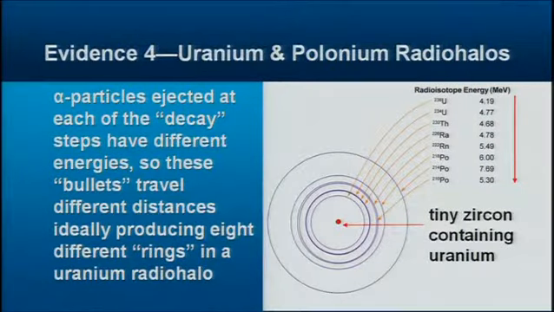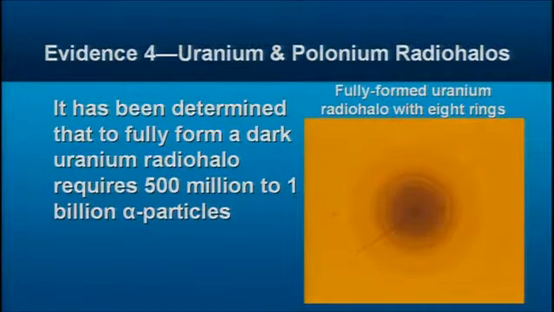And you can see in this diagram the list of parent atoms that shoot out the alpha particles from uranium all the way down to lead and the different energies. And where the bullets stop, they produce the most damage, which produces a darkened ring. So, a fully formed uranium radiohalo has 8 rings, as you can see in that photograph.